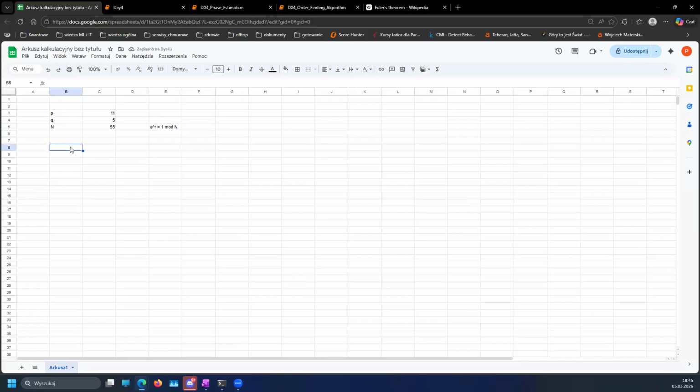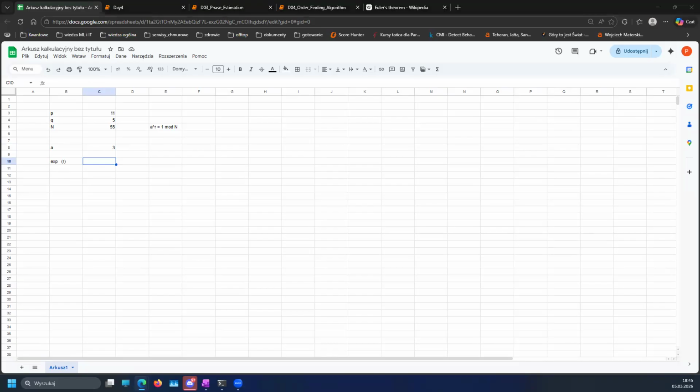So now let me make some lucky guess about A, and it will always be a lucky guess. So let's say that A is equal to 3. Yes, I will say I chose it randomly. And now let's make a table where I will test different R's, so those different exponents. So here I will have the exponent, also known as R, and the remainder.